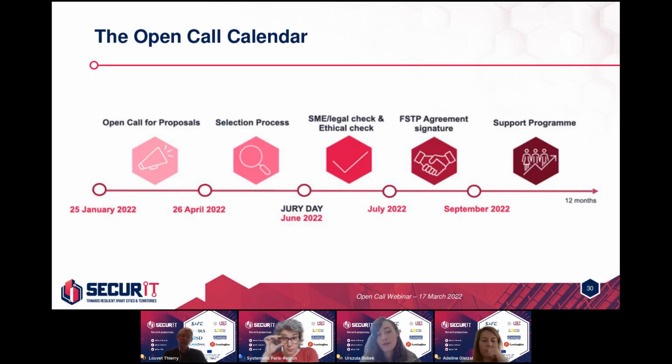we will apply the external evaluation phase, and we will invite you to participate in jury day if you are successful. We're planning to organize jury day at the end of June, probably in the week starting from 20th of June. If you are selected, you will be invited to provide some formal documents to allow us to perform a legal check, an SME check, and an ethical check. And then we would like to invite you to sign a subgrant agreement. It should be in July, sorry. And then you will be able to start the support program at the beginning of September.